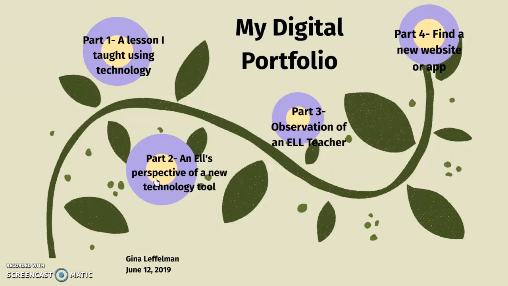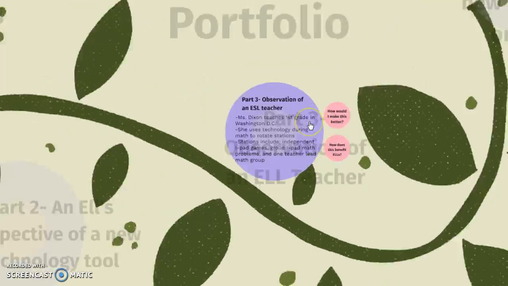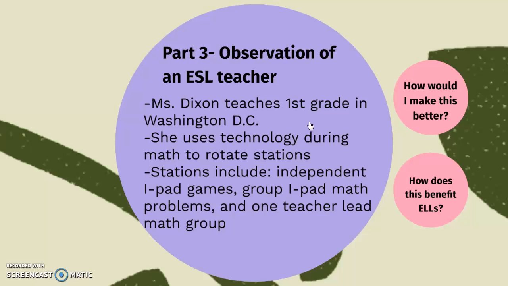Part 3. I watched a video and observed another teacher. Miss Dixon teaches in Washington, D.C. She teaches first grade. During this lesson, she used technology for her math stations. The students rotated into the 3 different stations, including one independent iPad station, one group iPad math problem station, and one teacher-led math group. I really like how she set up the stations because this allowed her time to focus just on her small group math instruction while the other students worked together in groups or also independently.